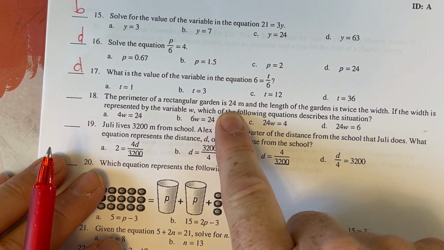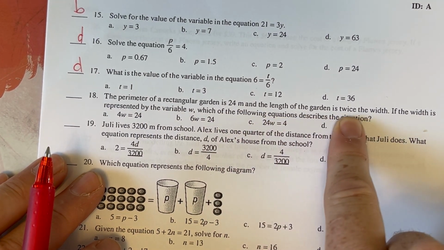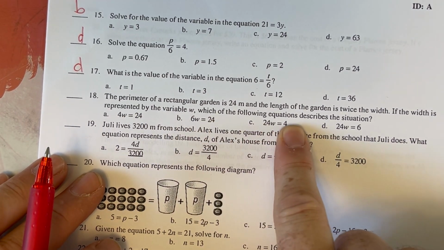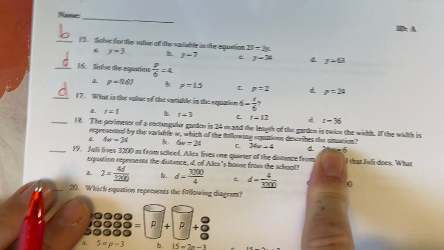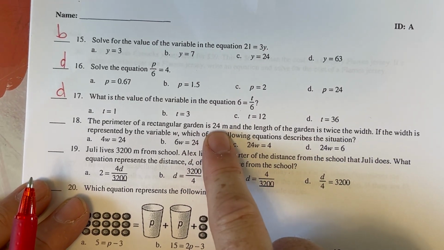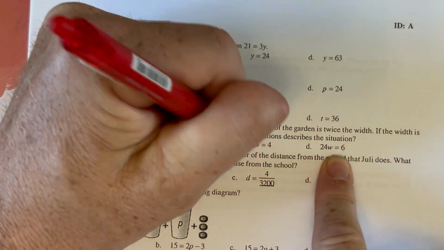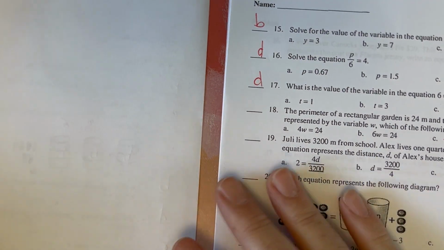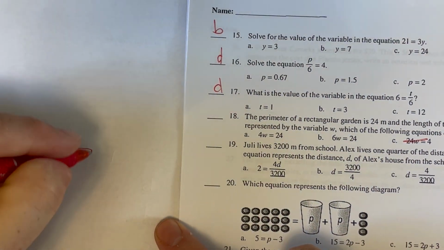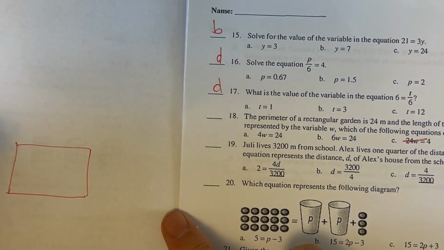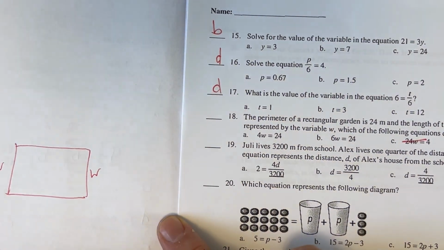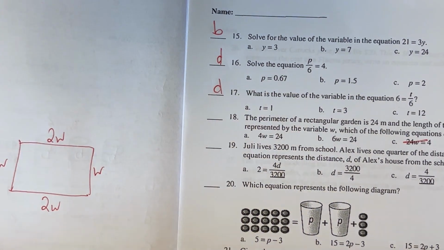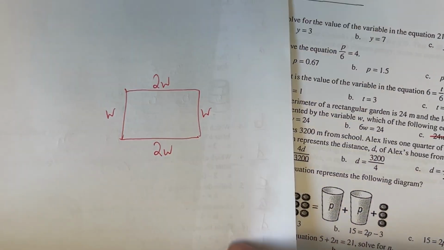The perimeter of a rectangle garden is 24 meters, and the length of the garden is twice the width. If the width is represented by the variable w, which of the following equations describes the situation? Okay, so the total is 24, so it has to equal 24. So no and no. Okay, we're down to 2. Let's draw a picture of this to see what it's saying. So I've got a garden, perimeter is this. So here's the width. And the question says the length is twice the width, so this side is 2 times w. And all of this together equals 24.